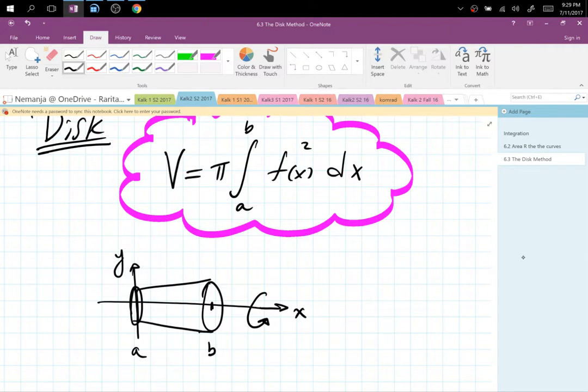So this part here is my function, which goes and is going to be squared. Here's my dx that I was talking about, which travels from A to B.